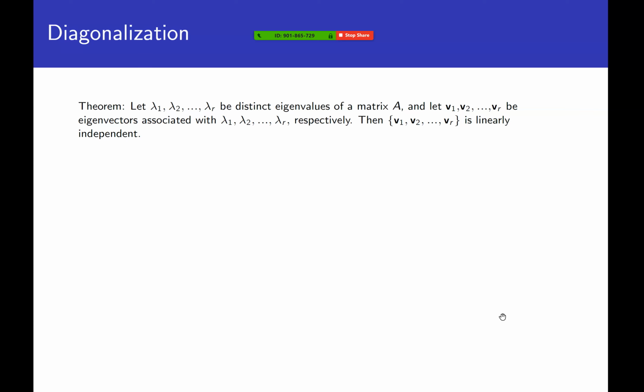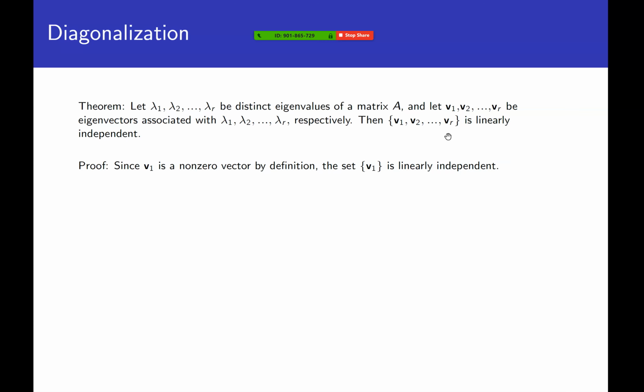So we're going to do this theorem first to talk about having distinct eigenvalues of a matrix and then looking at the eigenvectors that are associated with these distinct eigenvalues. So if we have our distinct eigenvalues and then we have our eigenvectors to go with those eigenvalues, then it turns out the set of those eigenvectors must be linearly independent. So let's talk about how this proof goes.